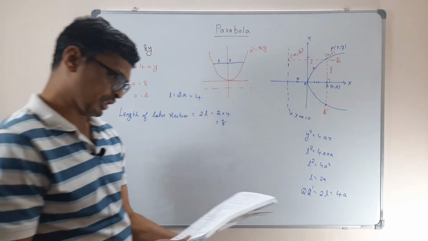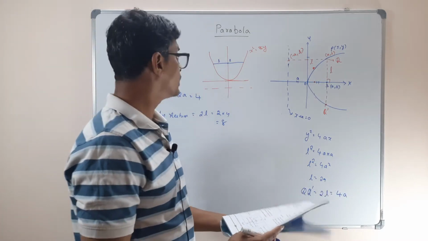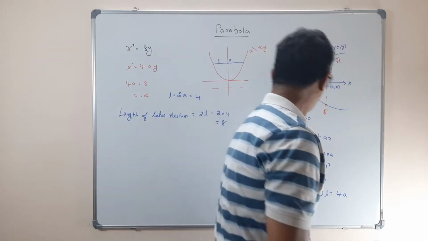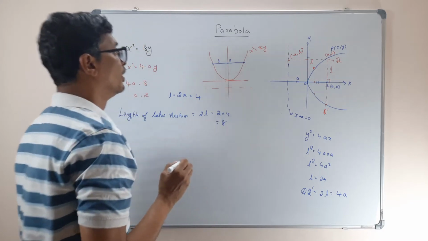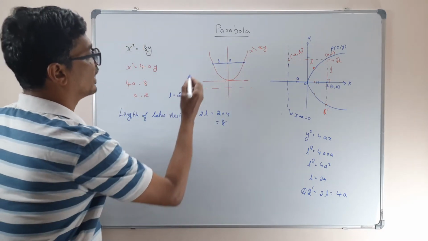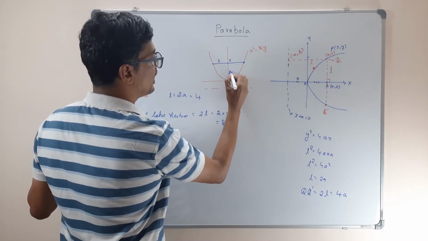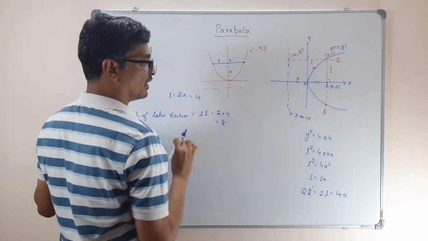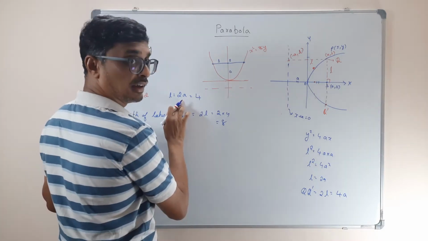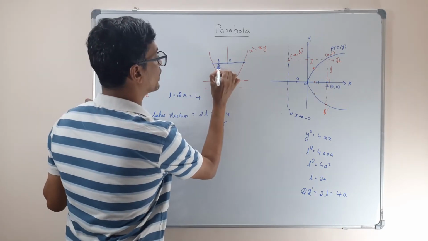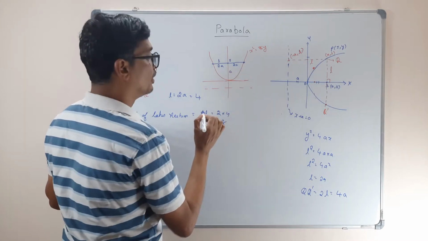Okay, what is the question they asked? The length we found out, but the endpoints of the latus rectum you also have to find out. Tell me what will be this point? The focus is 0, 2, so this should be A. L will be 2A, correct? So with that itself we got the point.